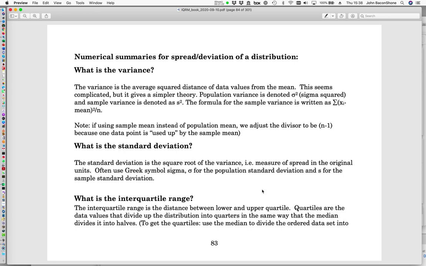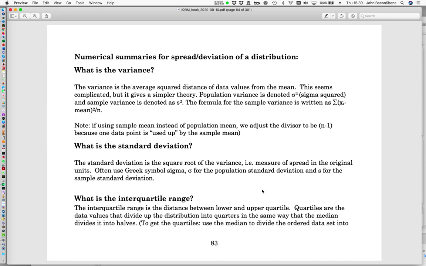Okay, so the problem with the variance is that it's no longer on the same scale as the original data value. So if we were measuring in centimeters, as we talked about earlier, the variance is on the scale of centimeters squared. So in order to convert the spread or deviation measure back to the original scale, we often use the standard deviation, which is the square root of the variance. So then, of course, obviously we use the Greek symbol sigma for the population standard deviation and S for the sample standard deviation.